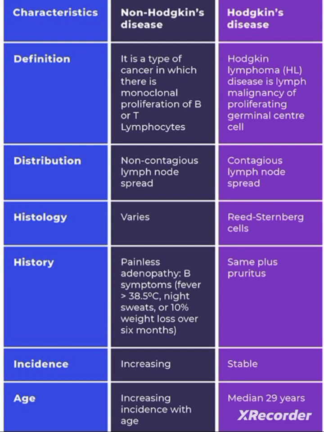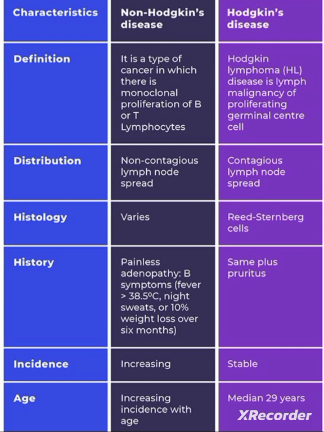But in Hodgkin's disease, there will be lymph malignancy with proliferating germinal center cells. The germinal center cells of the lymph will be affected. That's why it is lymph malignancy, and there will be proliferating germinal center cells. The distribution of the disease: non-Hodgkin's is mainly a non-contiguous lymph node spread. It affects only the lymph nodes. It is a non-contiguous lymph node spread. Hodgkin's disease is a contiguous lymph spread.